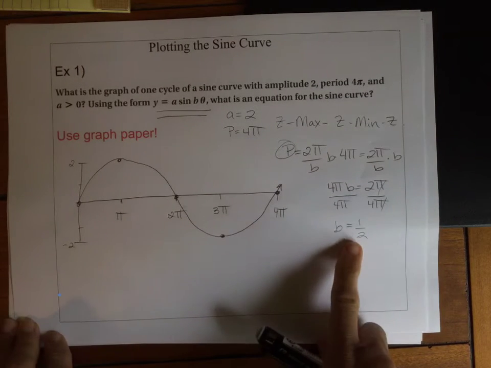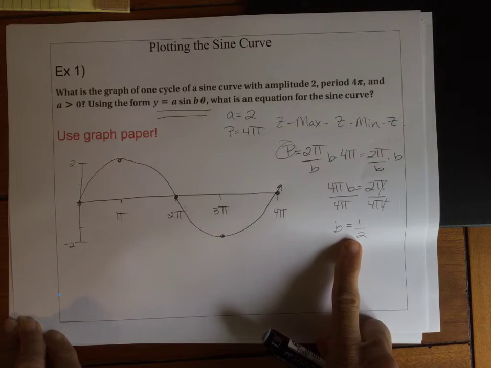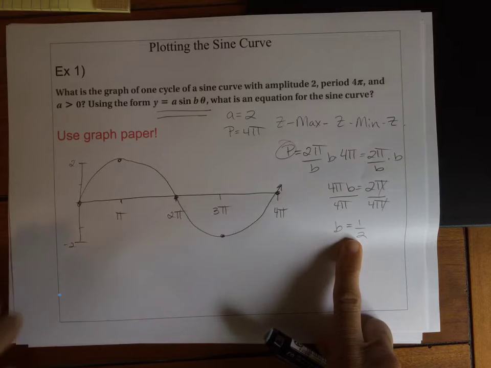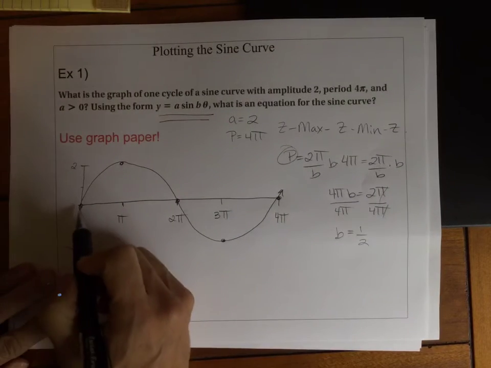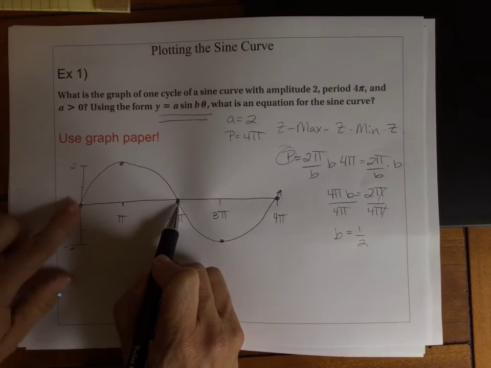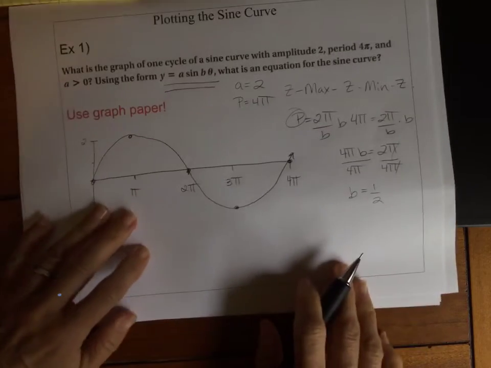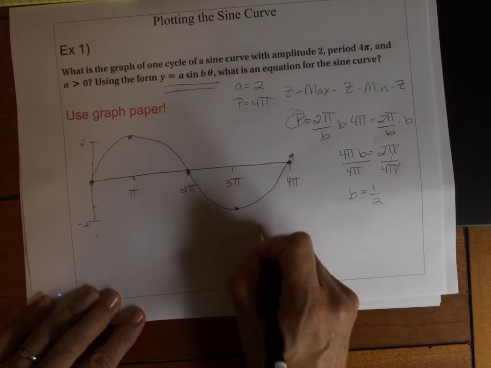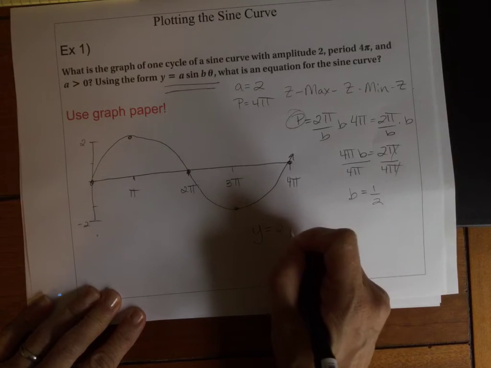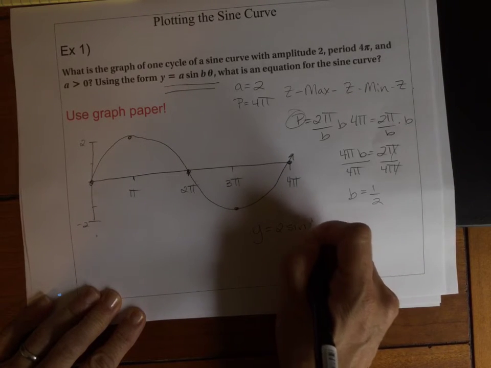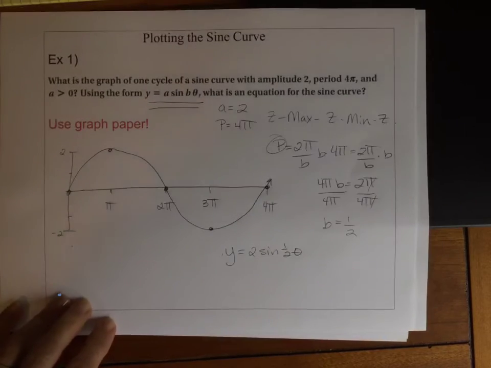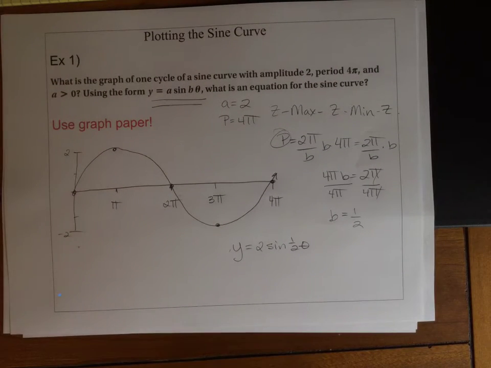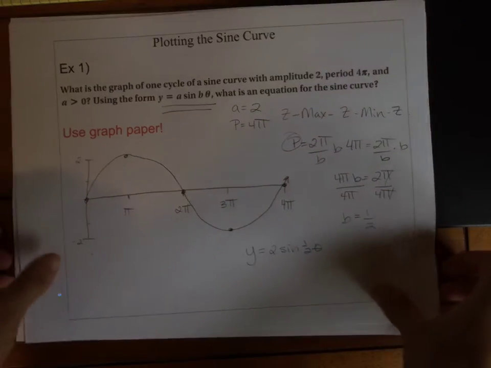So here it says I complete half of one cycle in 2 pi. And let's see if that's true. If I come over here between 0 and 2 pi, I have only completed 1/2 of the cycle. We already know what A is, and so then we fill in our equation: y equals 2 sine 1/2 theta. All right, let's give you a chance to try this.